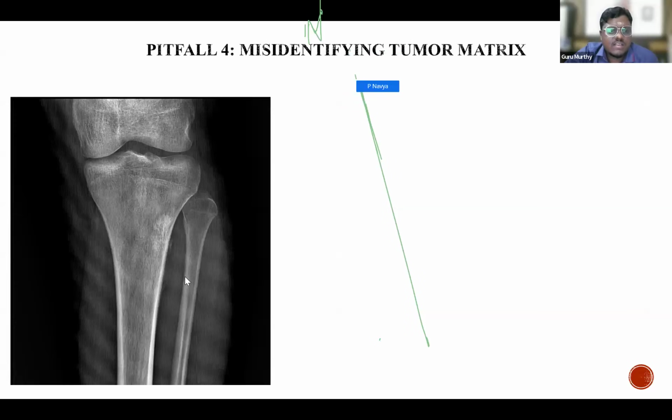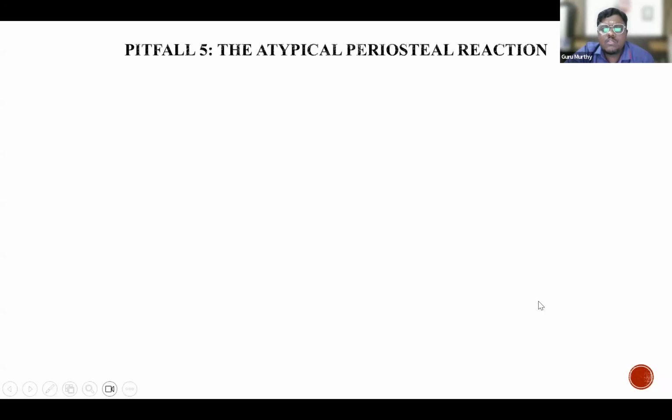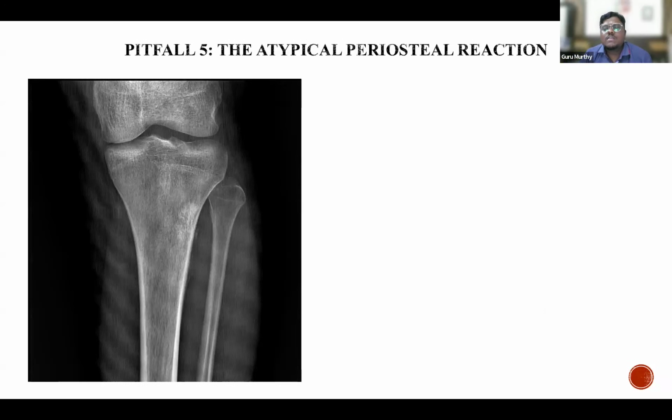So next, misidentifying the tumor matrix. As I said, some will start saying this is chondroid. No, these are linear, mesh type, dotted. All these are chondroid. Your osteoid matrix will be very dense. It will be dense, cloud-like, amorphous kind of density. So you shouldn't mistake chondroid and osteoid matrix anytime. Then you should see the periosteal reaction. Sometimes it won't fit any of the types which I have described now. So if you see here, there is a thin rim of some tissue, some sclerotic area is there, some periosteal reaction is there.